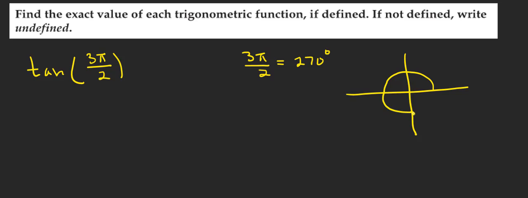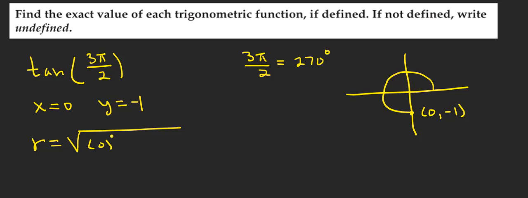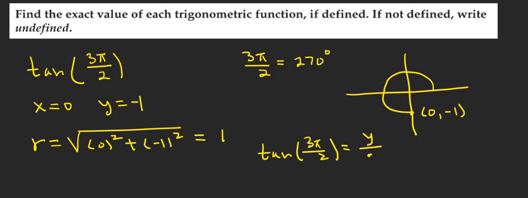Now let's choose a convenient point that is on this terminal side. Let's choose 0, negative 1. Now again, you could choose 0, negative 2 or 0, negative 3. It doesn't matter which one you choose, but I like to use 0, negative 1. So x equals 0, y is negative 1. What is r? r is going to be the square root of 0 squared plus negative 1 squared, which is going to be 1.